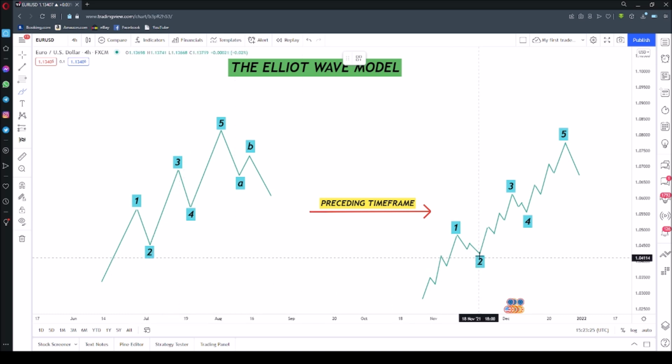We restart the cycle again where we'll have 1, 2, 3, 4, 5, and from 5 we'll have a correctional move where we'll have A, B, and C. Then we restart again 1, 2, 3 up to 5, and from there we'll now have an ultimate correctional move which will give us this move on the higher time frame. Therefore, this model applies to each and every time frame.